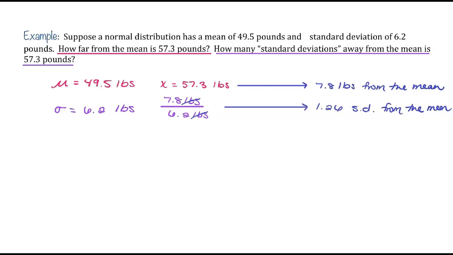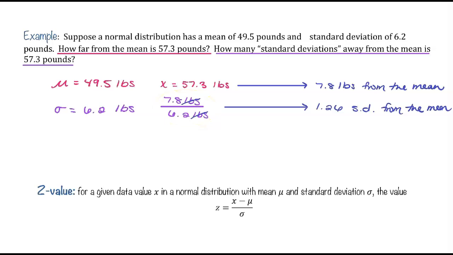What we just calculated is called the z-score. We have a data value, and we found out how many standard deviations from the mean that data value is. Think about how we calculated this. We first subtracted the mean from the data value, and then took that difference and divided it by the standard deviation. That's exactly the definition of a z-score. For a given data value x in a normal distribution with a mean mu and standard deviation sigma, the z-score is the value x minus mu divided by sigma, or the data value minus the mean divided by the standard deviation. Let's find some more z-scores for this same example.